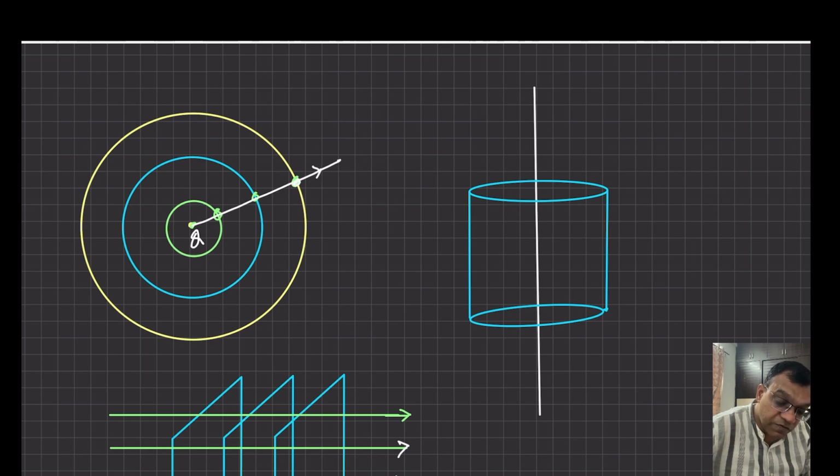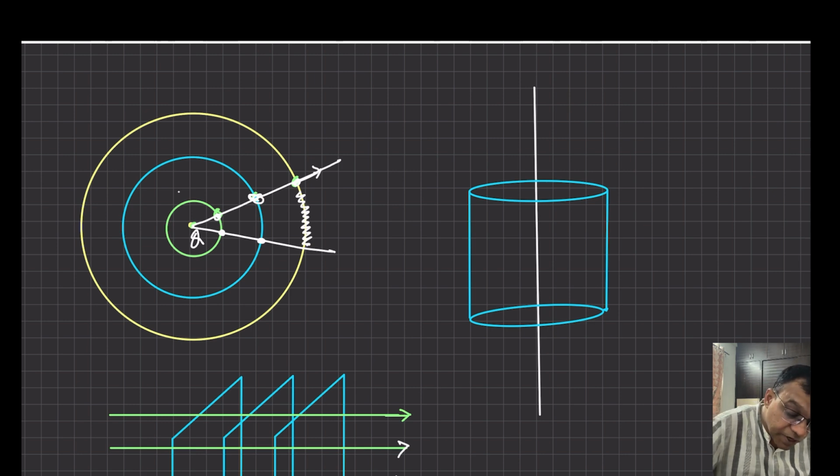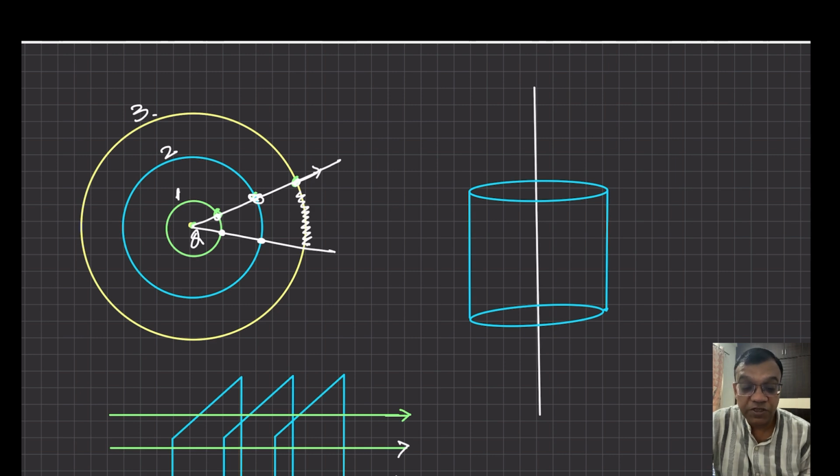So if the electric field is along the normal, potential at this point, same. Potential at this point, same. Potential at these points, same. So we can say 1 is an equipotential surface, 2 is an equipotential surface, 3 is an equipotential surface. If you are able to draw the equipotential surface, then determining the electric field intensity with the help of the Gauss law will become a very easy task.